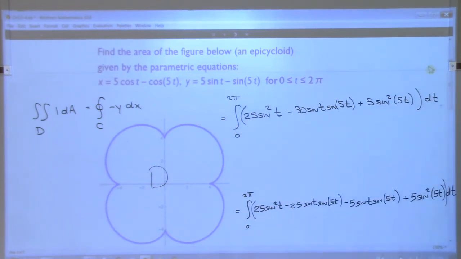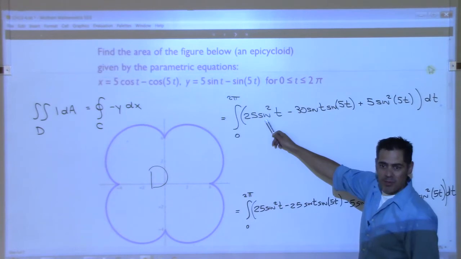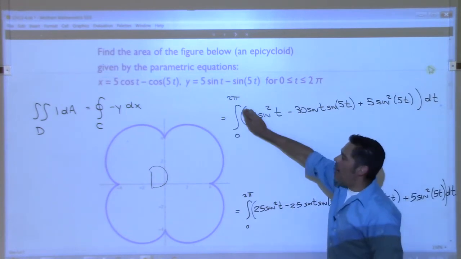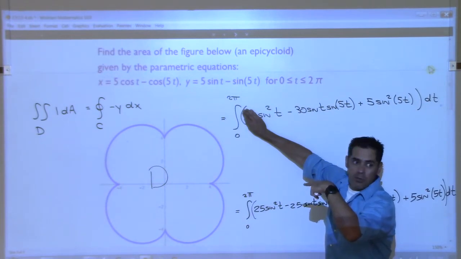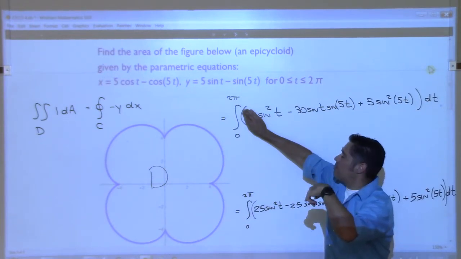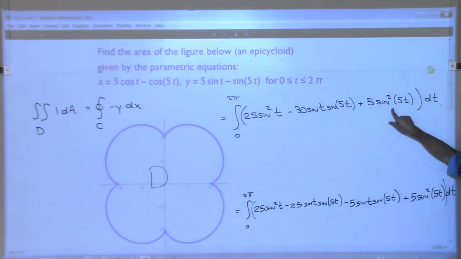Is that doable? Is that a doable integral for you? How would you do this first one? Power reduce, right? So this would become half of parentheses 1 minus cosine 2t, right? And then this one, you could do the same thing, right? But what about that middle one? How could we do sine t sine 5t?